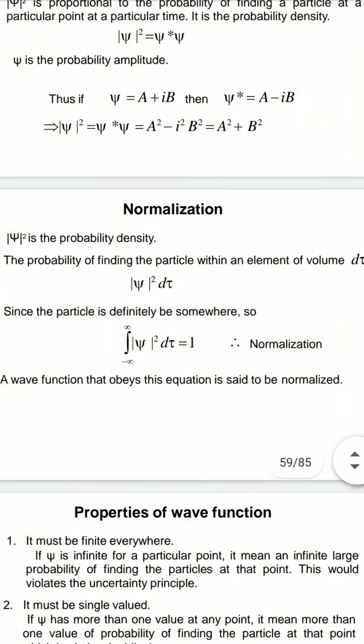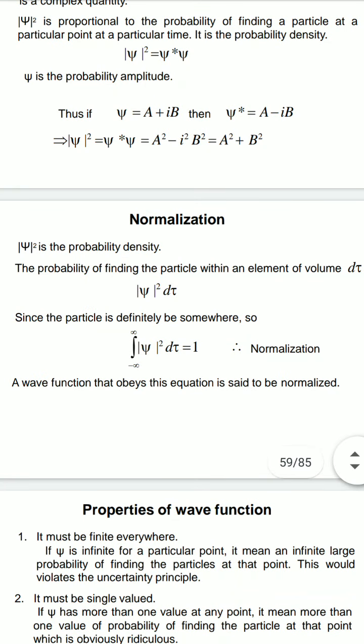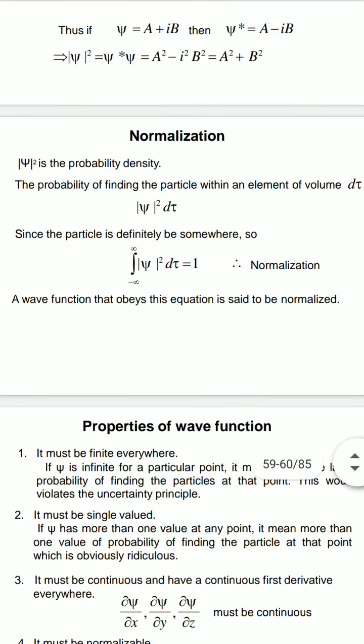So if it is equal to 1, that means the wave function is normalized. If it is not equal to 1, then it is not normalized. If you do the integration from minus infinity to plus infinity of psi modulus square d tau and you get a number n square instead of 1, then that n will be the normalization constant. You will learn that later.